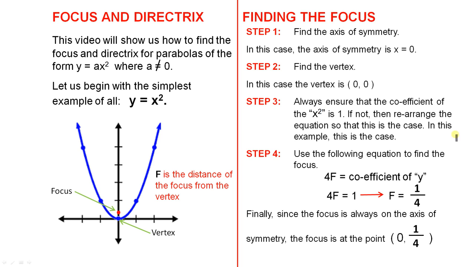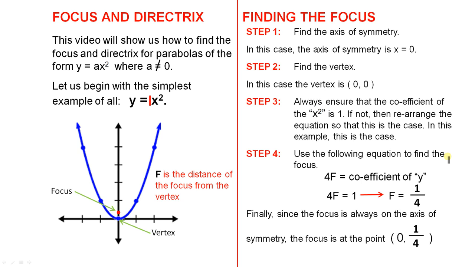Steps 3 and 4 are very crucial, so we have to be very careful when we use them. Step 3. Always ensure that the coefficient of the x squared is 1. In our example here, that is the case. If not, then rearrange the equations so that this is the case. In this example, this is the case.